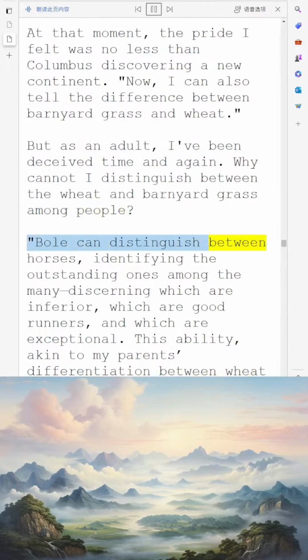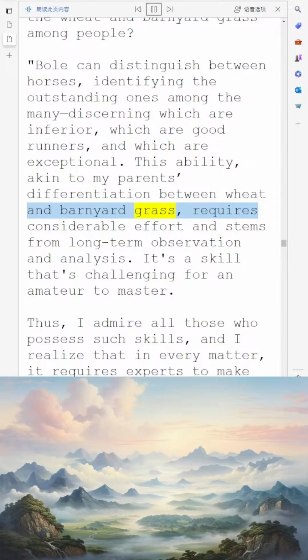Bole could distinguish between horses, identifying the outstanding ones among the many, discerning which are inferior, which are good runners, and which are exceptional. This ability, akin to my parents' differentiation between wheat and barnyard grass, requires considerable effort and stems from long-term observation and analysis. It's a skill that's challenging for an amateur to master.